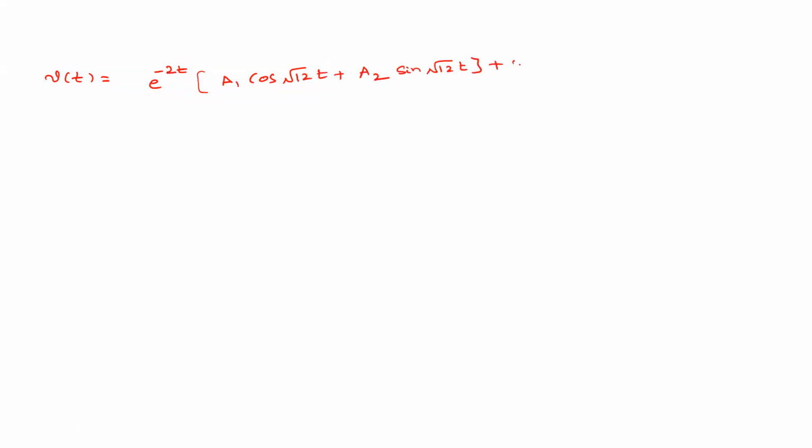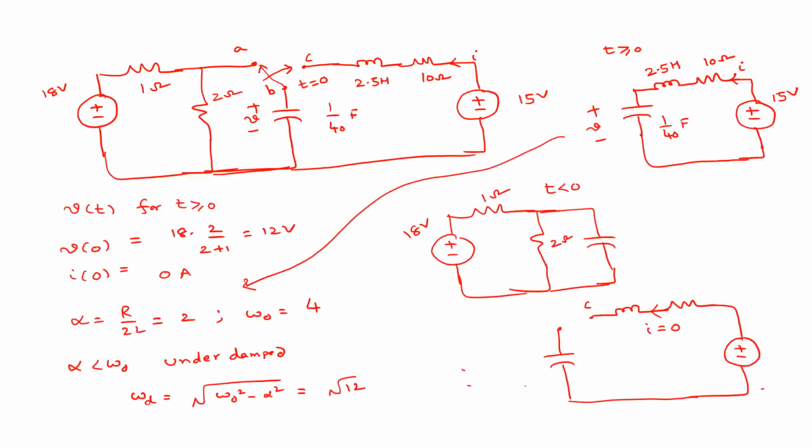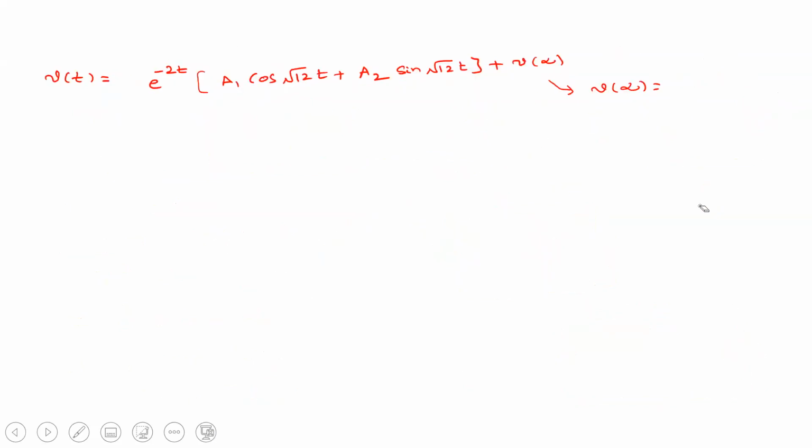V infinite, right? So what is V infinite in this circuit? It is equal to 15. The steady state voltage across the capacitor is 15 volts.